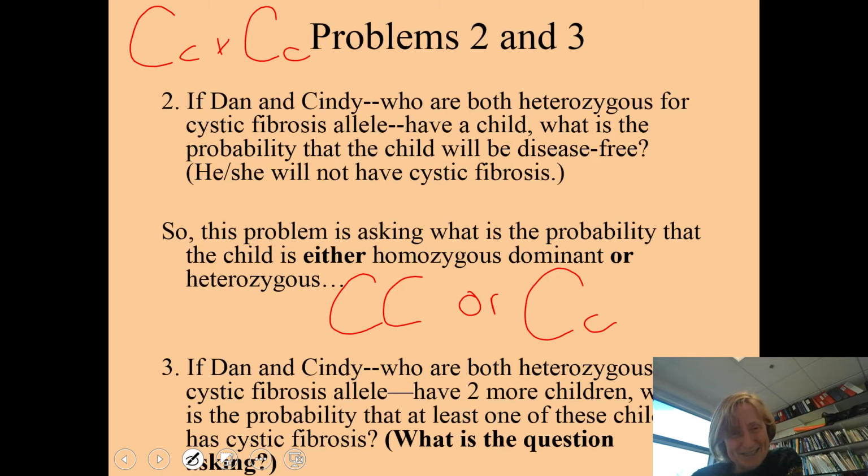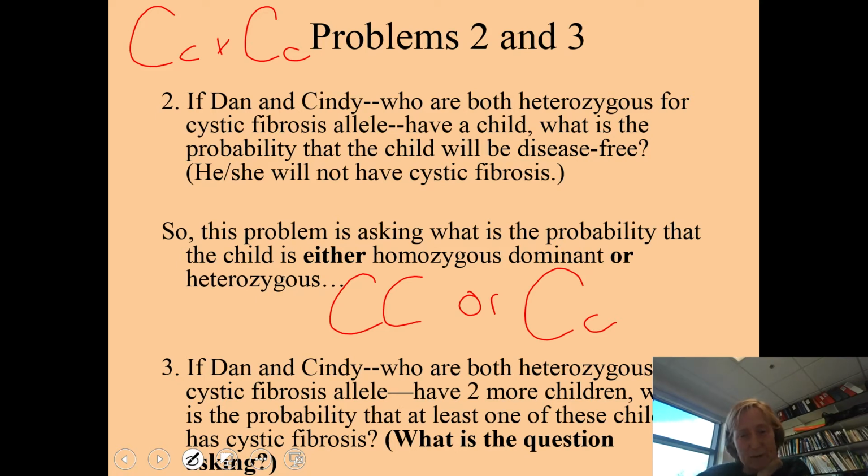Let's read the second question, or question number 3, I should say. If Dan and Cindy, who are both heterozygous for the cystic fibrosis allele, have 2 more children, what is the probability that at least one of these children has cystic fibrosis? This one's really hard, or it's really simple, depending on how you solve the problem. We're going to solve it the hard way first, and then we'll flip it on its head.